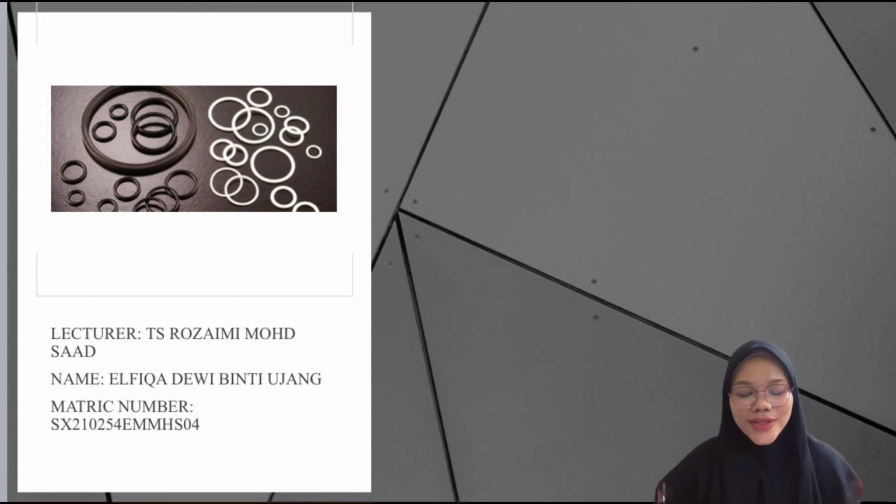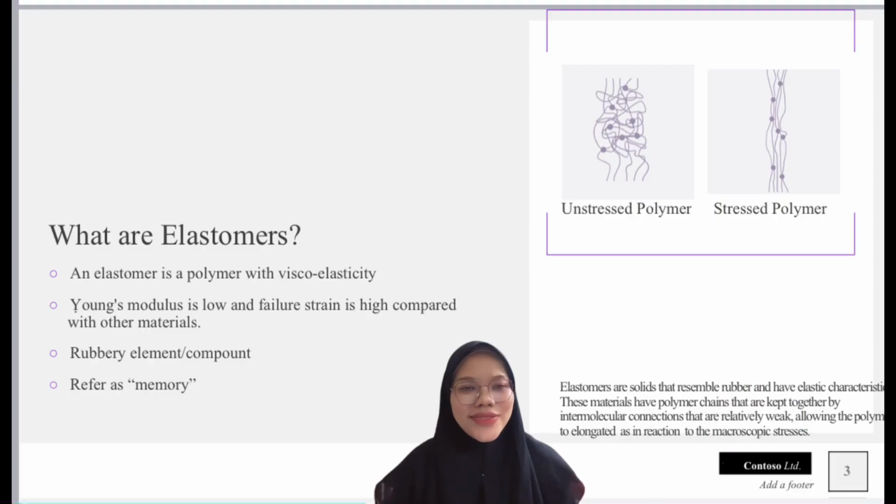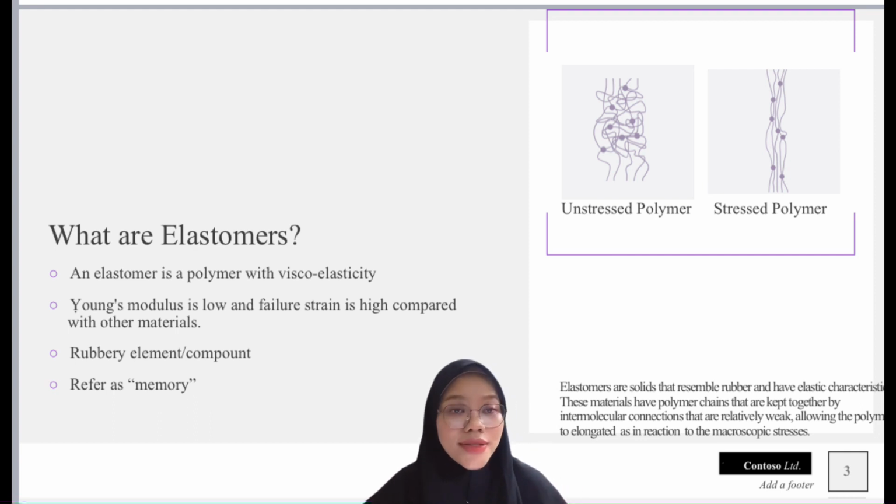So we are going to talk about elastomers, structures and properties. As you know, what are elastomers? An elastomer is a polymer with viscoelasticity. Young's modulus is low and failure strength is high compared with other materials. Rubbery element and compound, and it's referred to as a memory.